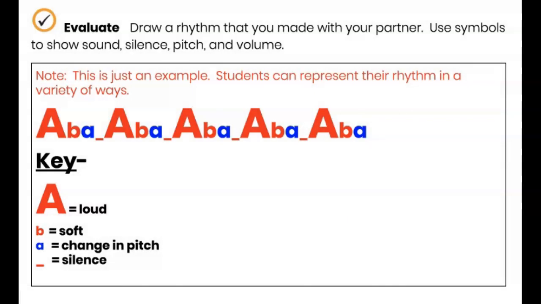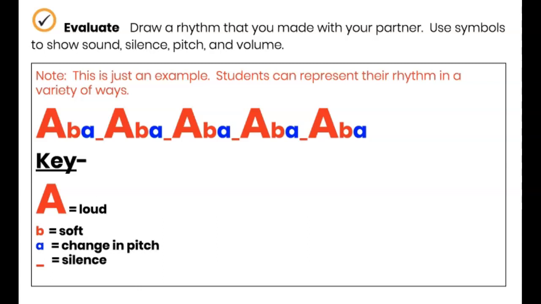Here is the example found in the teacher pages. A capital A is used to represent a loud noise. A lowercase b is a soft noise. A lowercase a in a different color means a change in pitch. And an underscore is equal to silence.